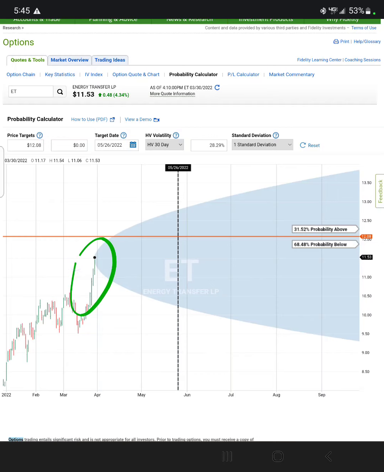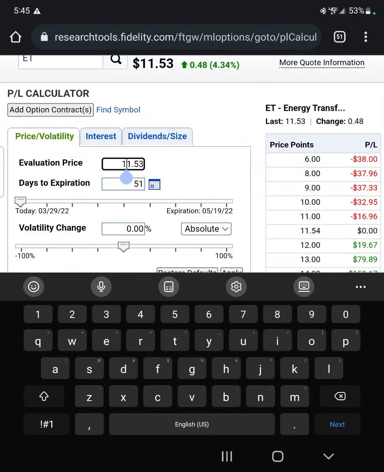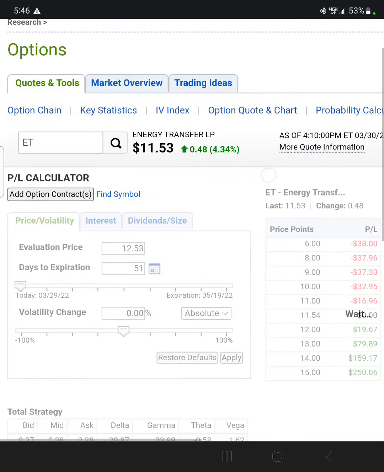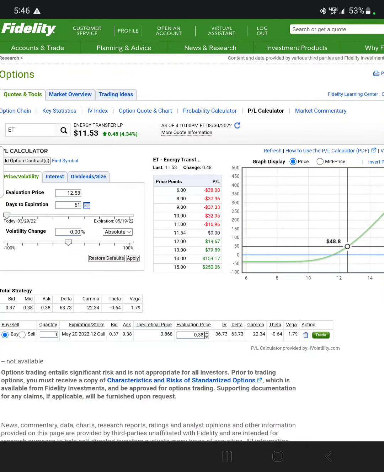But that's just something that I use, is the probability calculator for one, and then you can go back and see, again, the profit loss chart, right? So where do you stand if it goes to a certain price? So if we say it's at $12, what does that look like? Hey, we made some money.